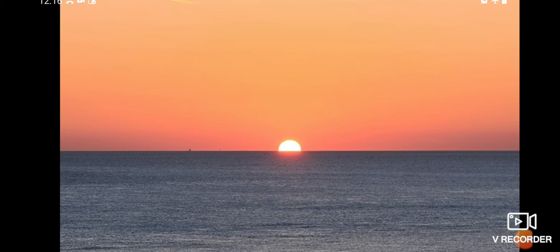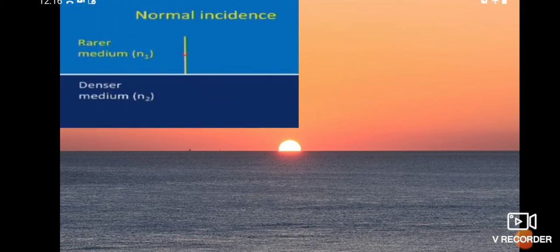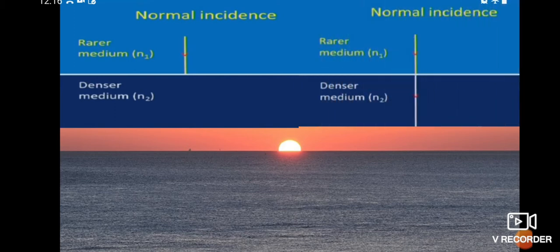For the first case, in normal incidence, when we keep the pencil in a straight direction, we have two mediums: air, the rarer medium, and water, the denser medium. When you keep the pencil in a straight way, the refracted ray entering the denser medium doesn't deviate, because here we are not creating any angles.